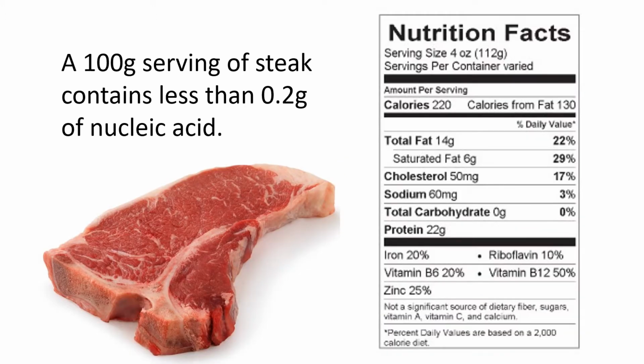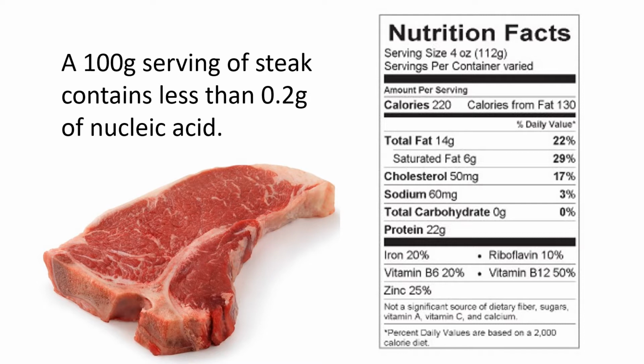So as an example here, we've got a T-bone steak, the best cut of steak in my opinion, and very little of this consists of nucleic acid. So in a 100-gram serving of steak, only 0.2 grams consists of RNA and DNA.